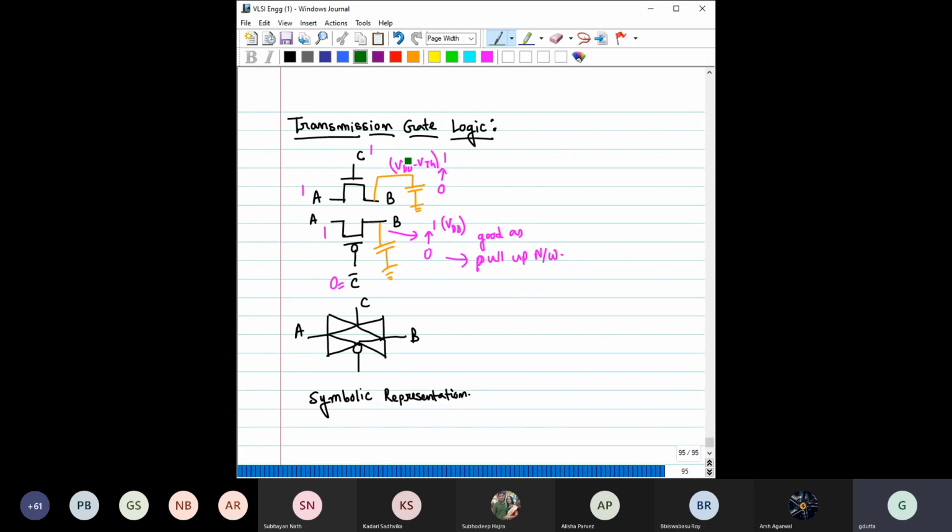However, consider the other scenario where you have to make a change from 0 to 1. So for that you make a 0 here, make it 1, make 0 here, make this transistor on.